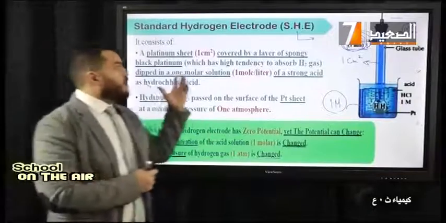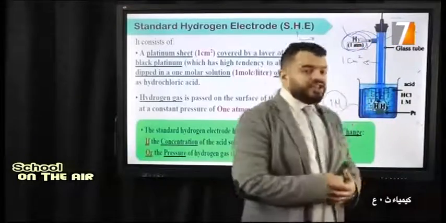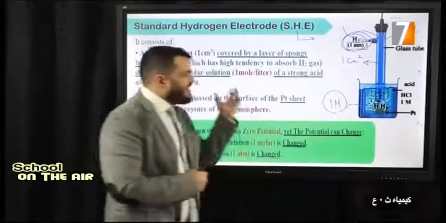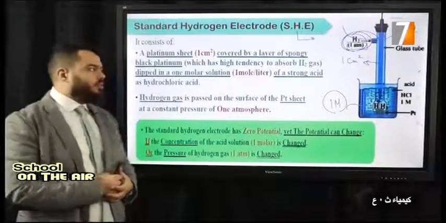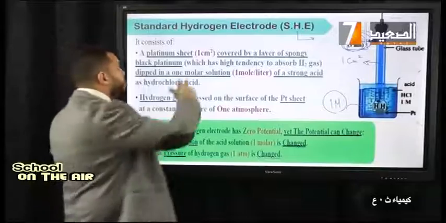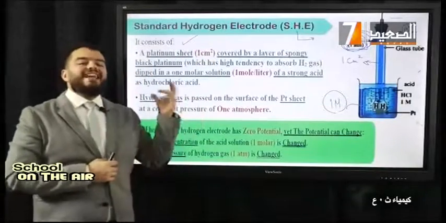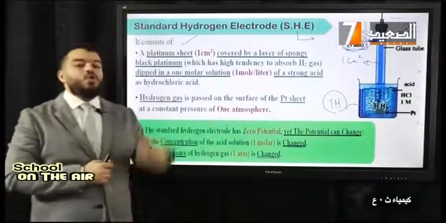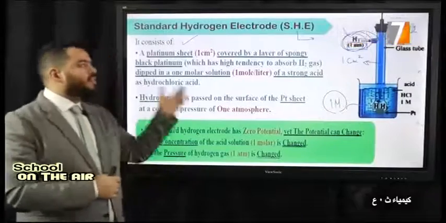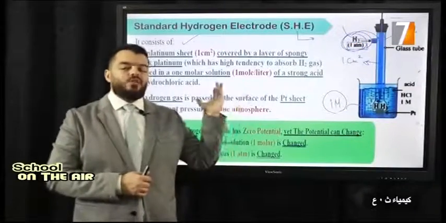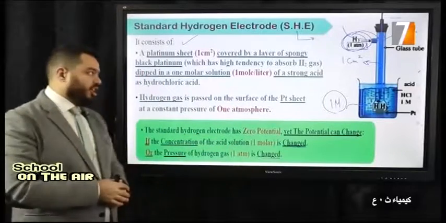So if you make a difference in the pressure or in the concentration, the potential, which is 0 for the standard hydrogen electrode, will also be changed. Okay, so you have to know what the standard hydrogen electrode is, to make a galvanic cell with the unknown electrode potential and measure the difference between them. Knowing that the standard hydrogen electrode equals 0, the measured potential is for the unknown potential.